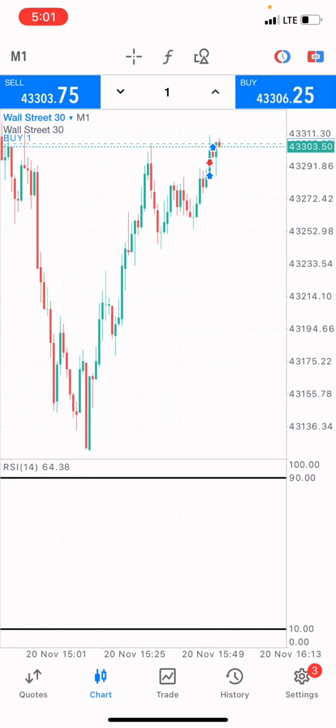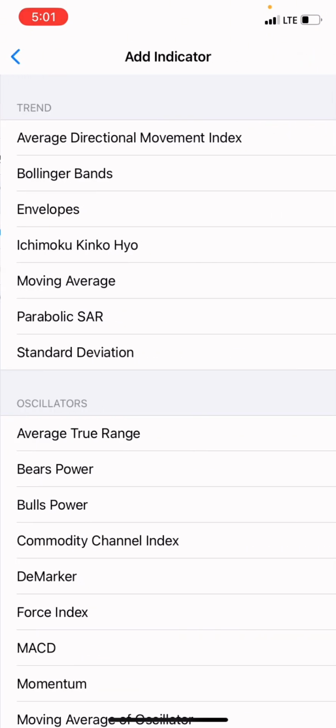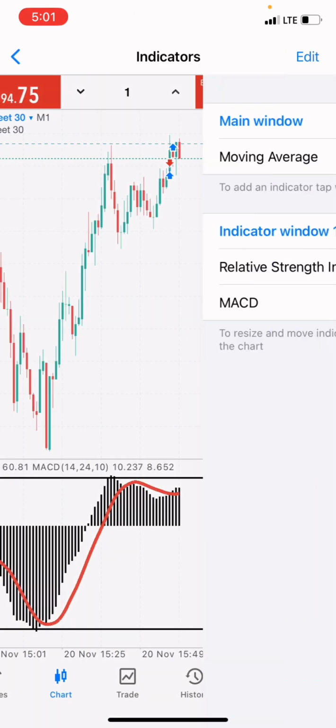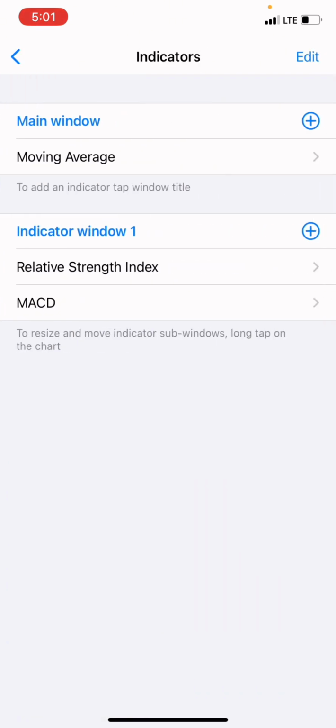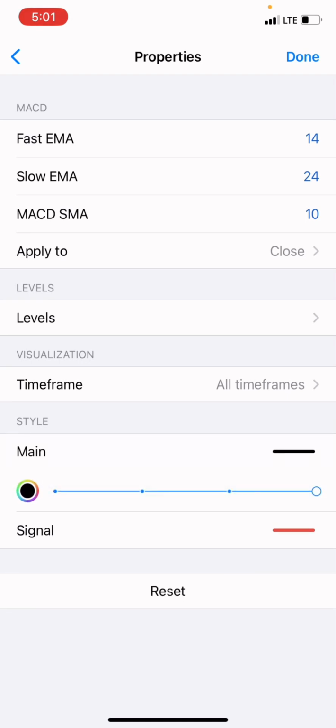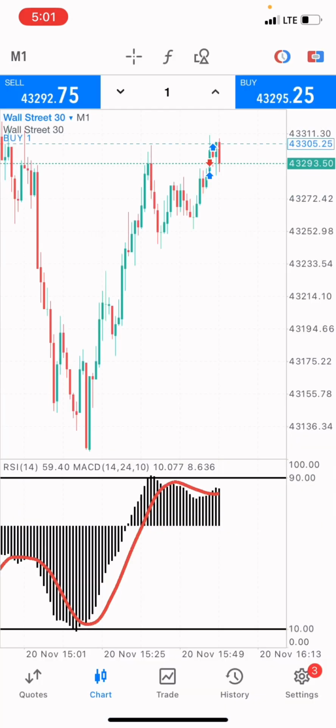Other than that, I'm going to put on the MACD indicator, as you can see right now, using those parameters on this market: the fast EMA, I put that on 14, with a slow EMA of 24, MACD SMA 10. You can look at the parameters that I'm using right now to trade this market.